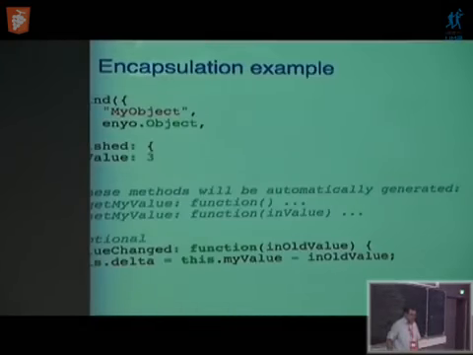So let's see an example. Here we can observe that myValue is published. Therefore, getMyValue and setMyValue are generated automatically. And after setMyValue is called, if the value is different, myValueChanged will be called automatically.